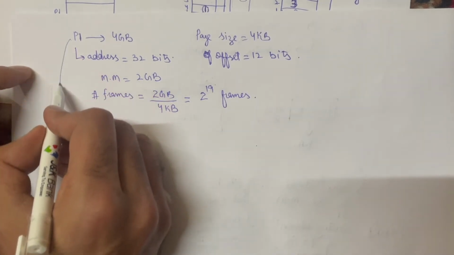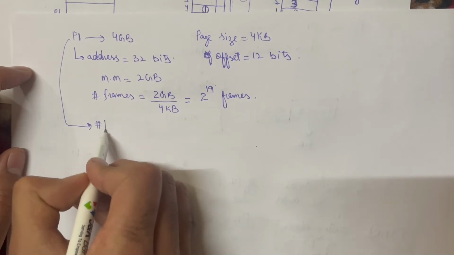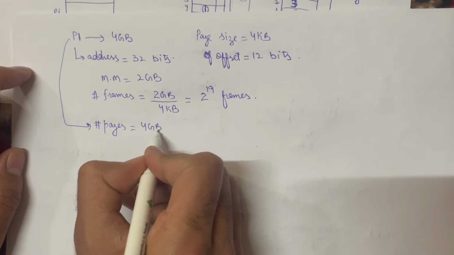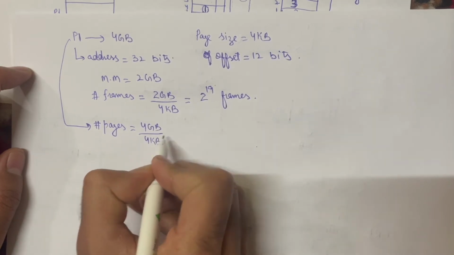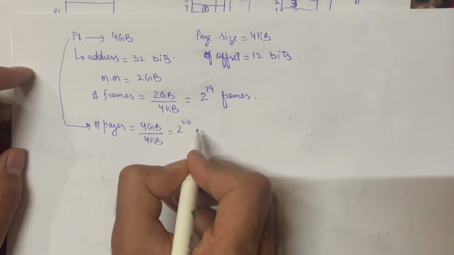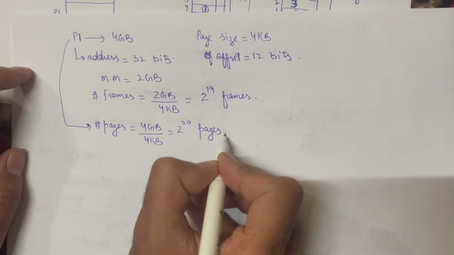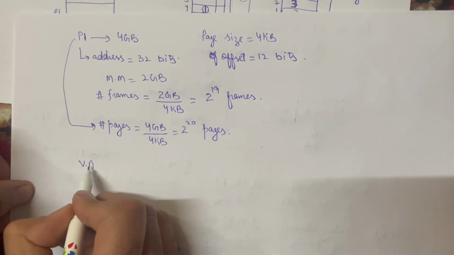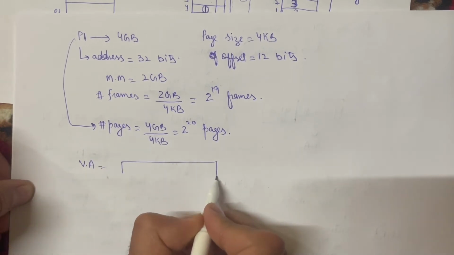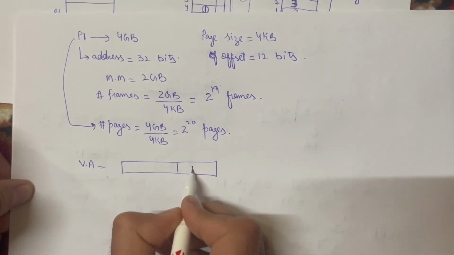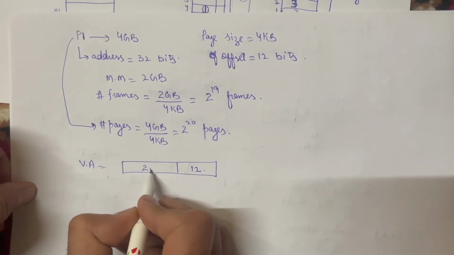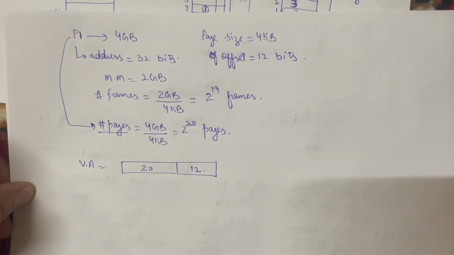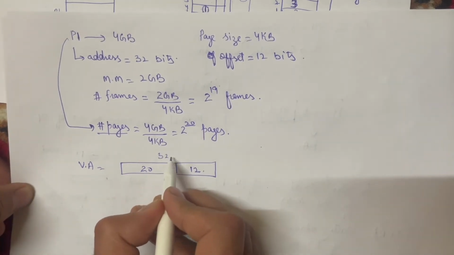And you can also calculate the number of pages. Number of pages will be equal to 4 GB divided by 4 KB, which is 2 raised to the power 20 pages. So our virtual address will be like this: 12 bits for offset and 20 bits to access these 2^20 pages. So the total will be 32 bits.